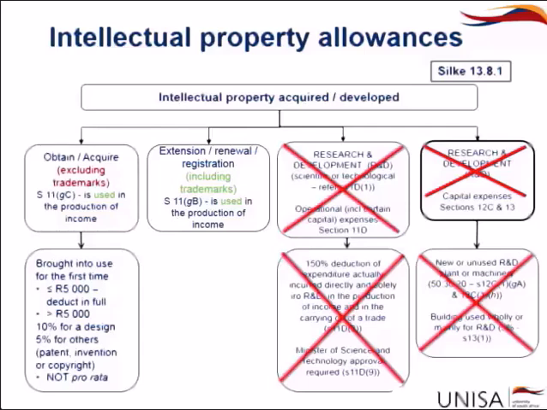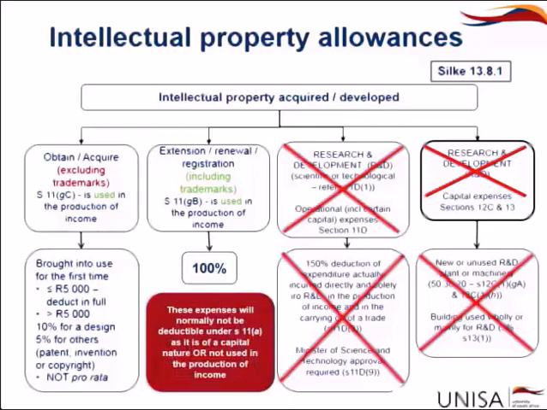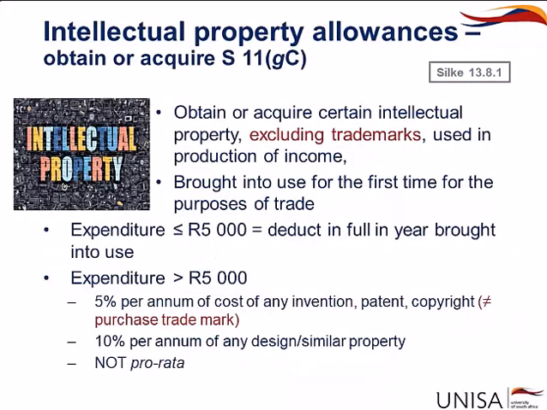If we have any costs relating to the extension, renewal, or registration of any intellectual property, we will be able to claim 100%. Remember, intellectual property that we've acquired would generally not be allowed as a deduction under Section 11A because it is seen as capital in nature, or in the case where it is not used in the production of income. So just remember, 11G Cap C, we exclude trademarks.